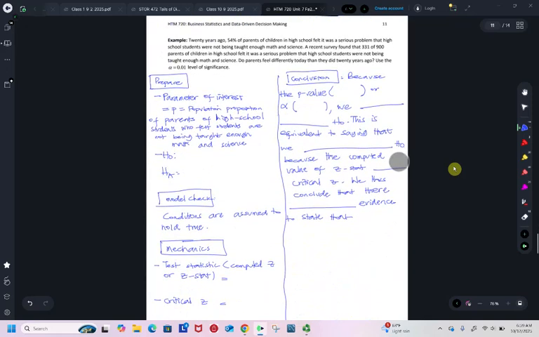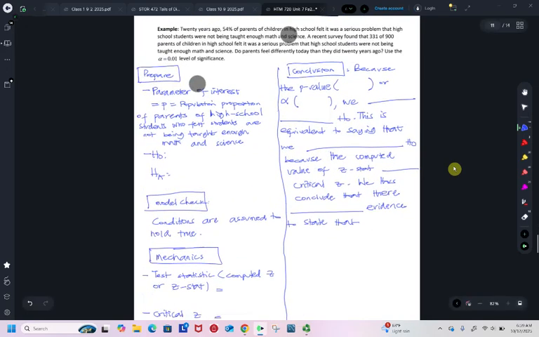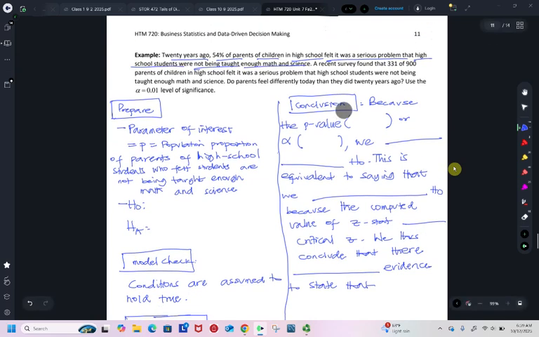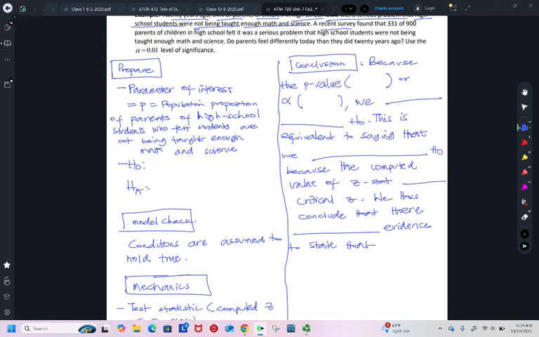Let's take another example. 20 years ago, 54% of parents of children in high school felt it was a serious problem that high school students were not being taught enough math and science. A recent survey found that 331 of 900 parents of children in high school felt it was a serious problem. Do parents feel differently today than they did 20 years ago? Use the alpha equals 1% level of significance.